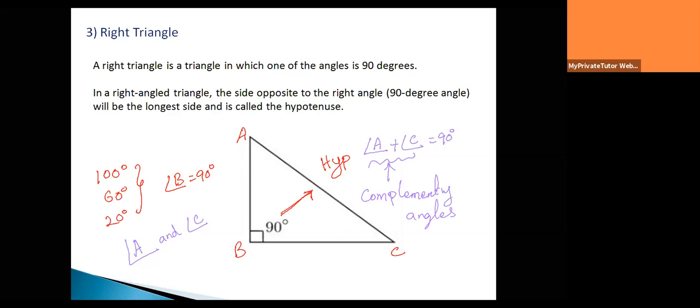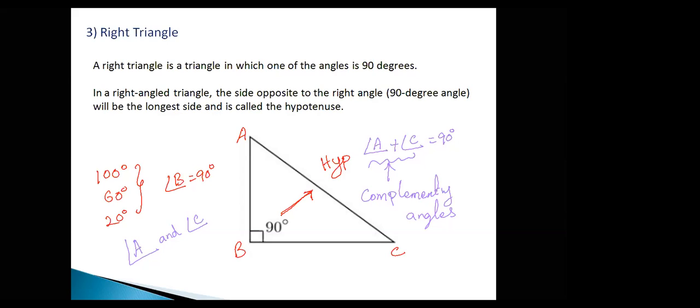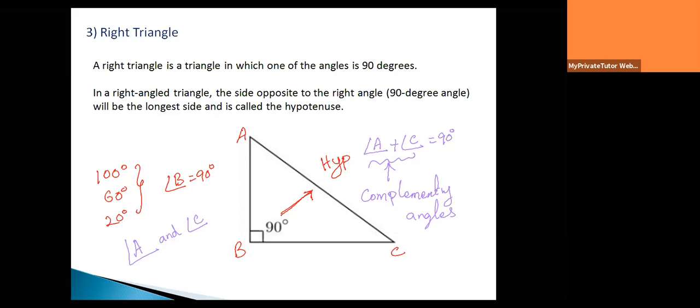Sultan, Arfan, Iris, able to follow me? Yes, sir. Okay, good. Feel free to ask me if you have any questions. Happy to help you. So it's not three, okay? We always take two angles. If any two angles add up to 90 degrees, those two angles are called complementary angles.